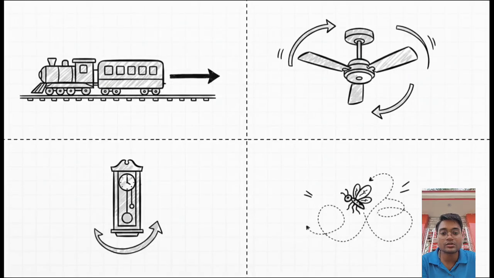Now, motion isn't just one single thing. It mainly falls into 4 different categories. First, we have rectilinear motion, which is just a fancy way of saying movement in a straight line, like a train on a track. Then there's circular motion, like the rotating blades of a ceiling fan. Third is periodic motion, which follows a repeating path, like a swinging pendulum in a grandfather clock. And finally, random motion, which follows an irregular, unpredictable path. You can probably spot examples of these all around you every single day.